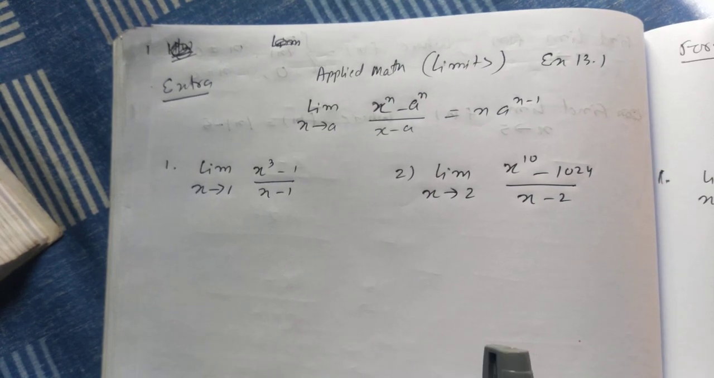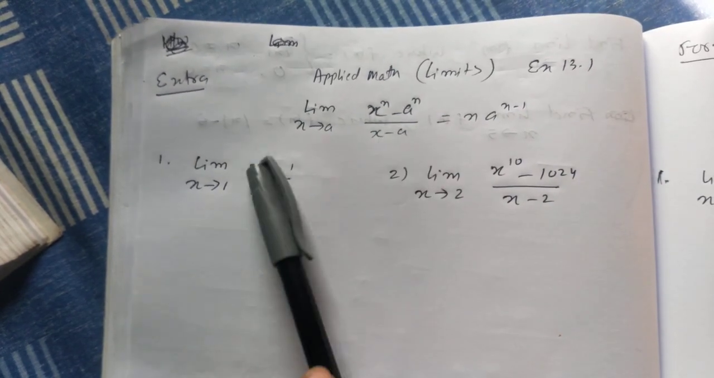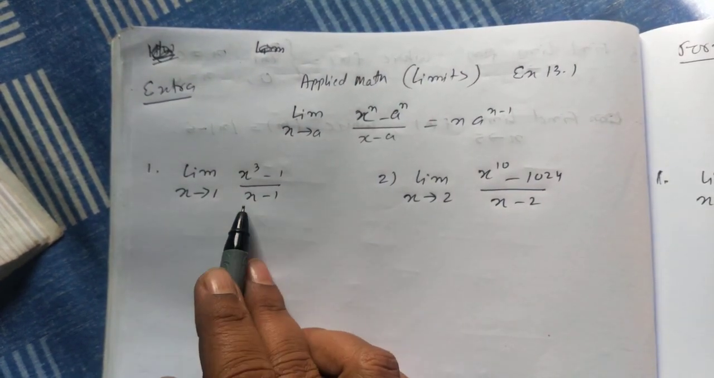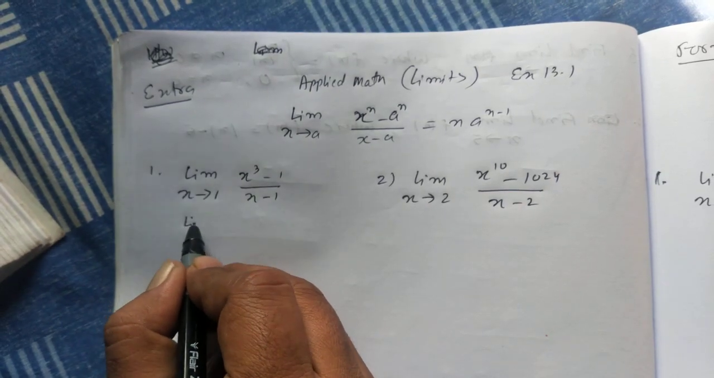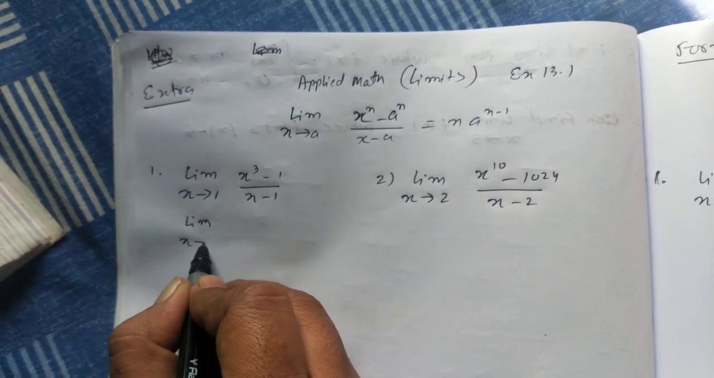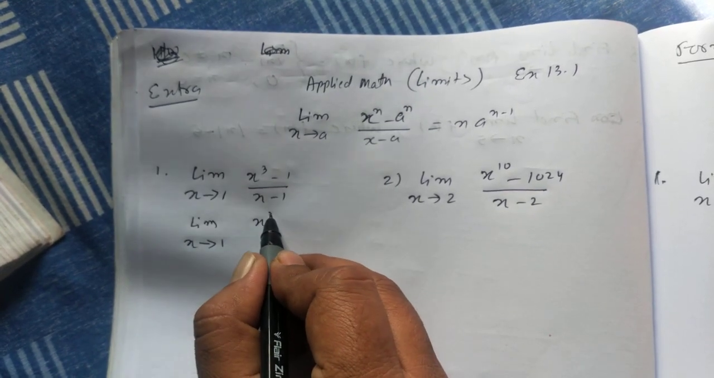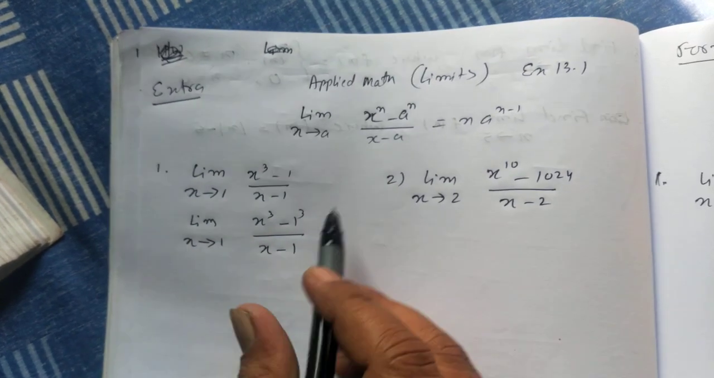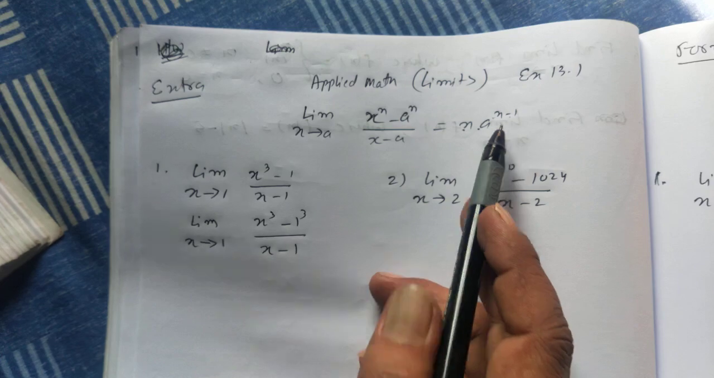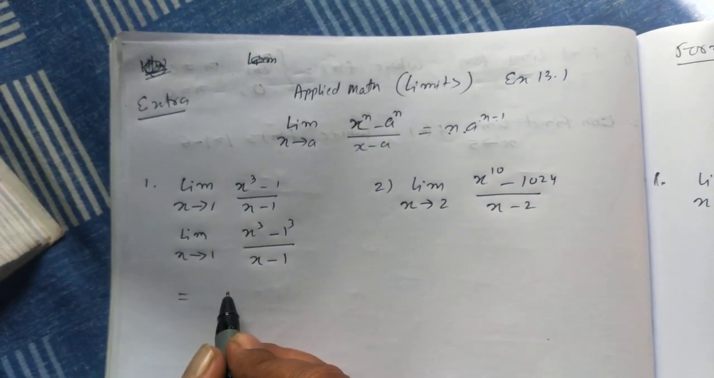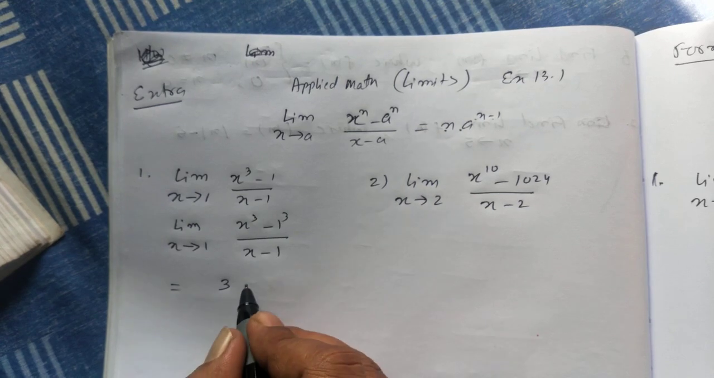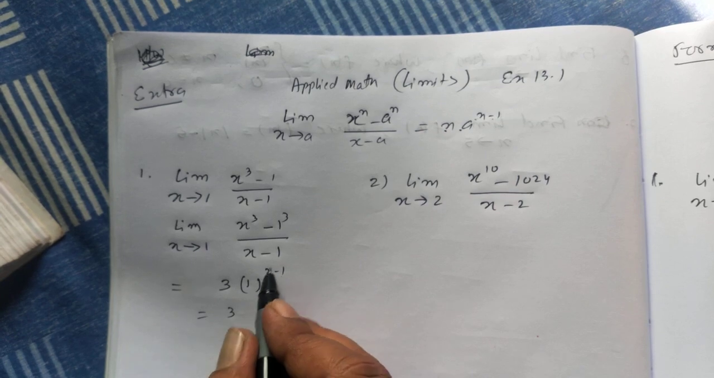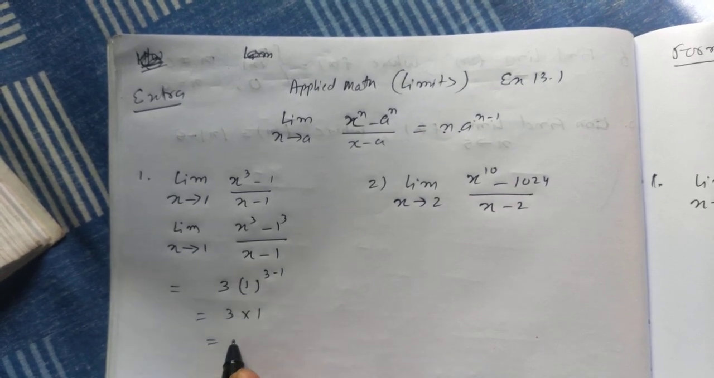And for maths also, let us do some extra questions based on this formula. Limit of x cube minus 1 by x minus 1. So we can write limit x tends to 1, x cube, in place of 1 I can write 1 cube, x minus 1. So we can apply the formula n a^(n-1). So n means the power 3, a is 1, 3 minus 1. So power of 1, and any power of 1 will be 1 only, so it will be 3.